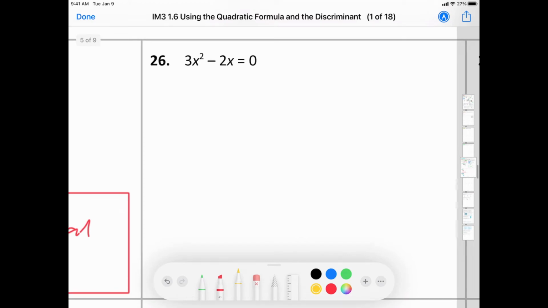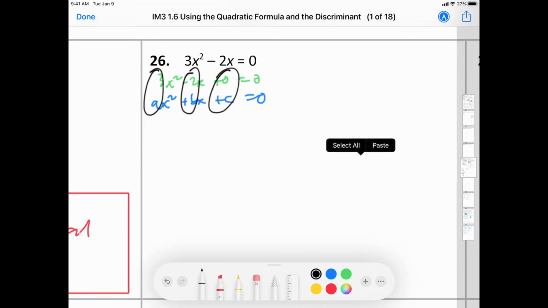Number 26. 3x squared minus 2x plus 0. Okay, why did I do that? It's because you don't have a c value. And then here you can just identify A is 3, B is -2, and C is 0.